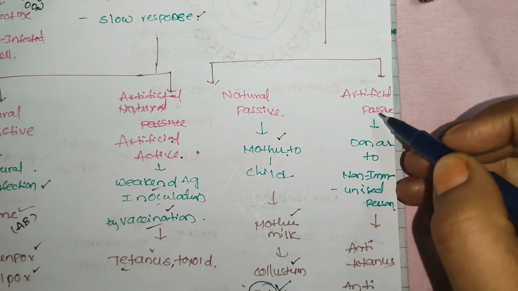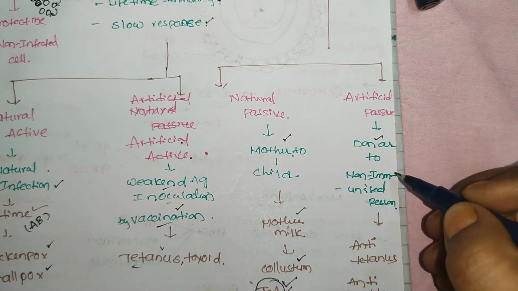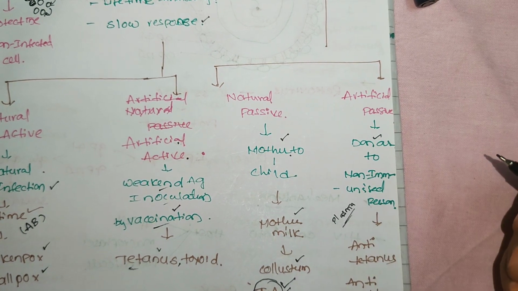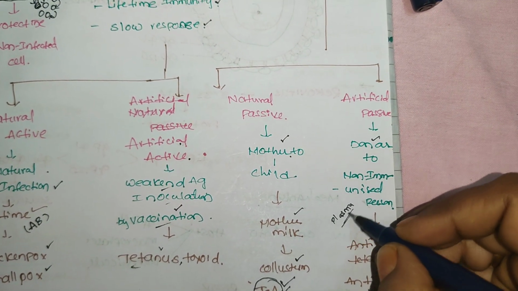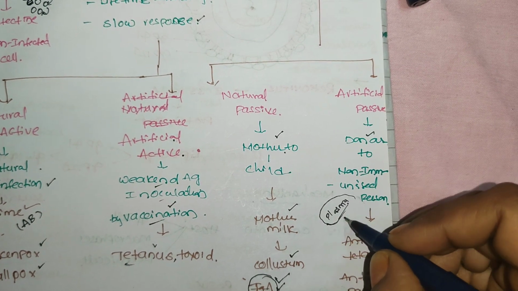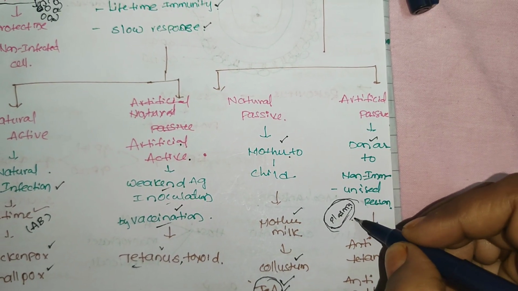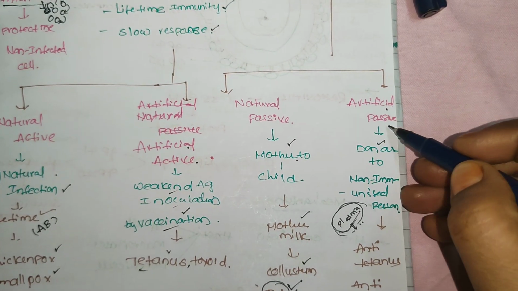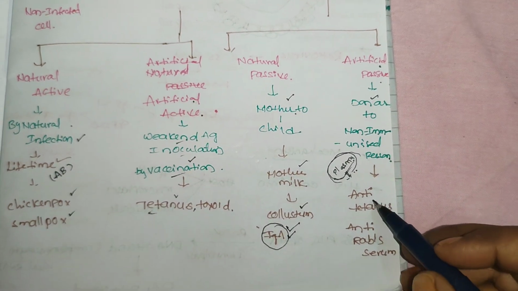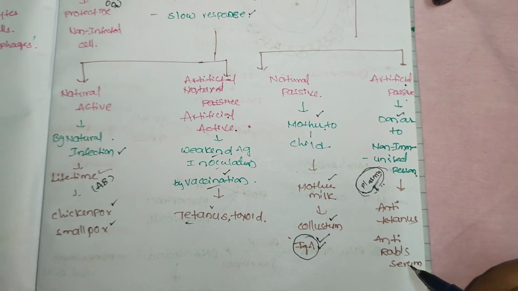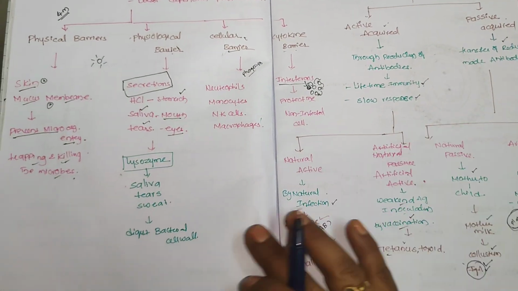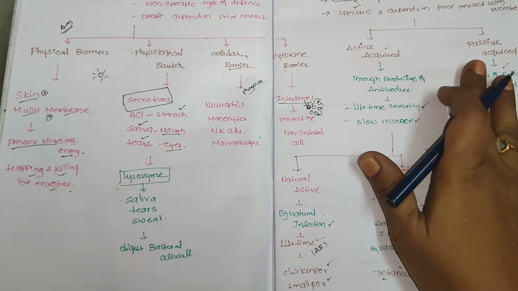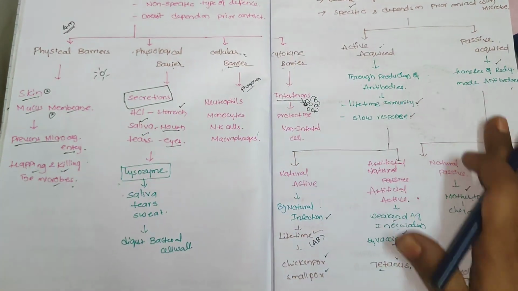Then artificial passive: antibodies from a donor to a non-immunized person. Especially in the corona time, we were waiting for plasma donors. In that plasma, the antibodies were produced by the affected person. They are collected and given to the non-immunized person. That is artificial passive acquired immunity. Examples: anti-tetanus, anti-rabies, antiserum. In MCET and NEET they ask questions giving examples and asking what type of immunity it is. This is a 4 marks question, and all these are MCQs for MCET and NEET.